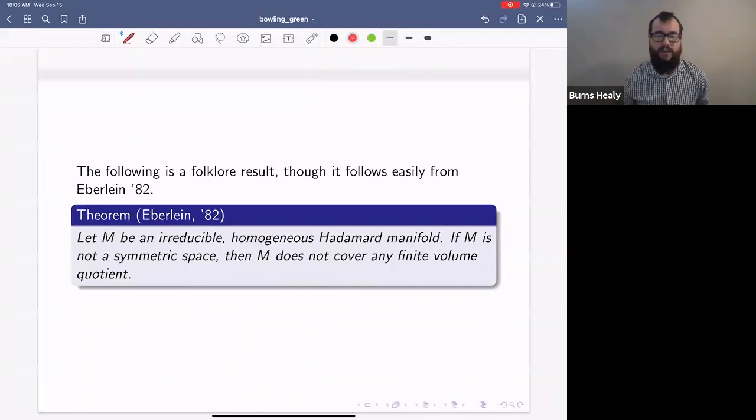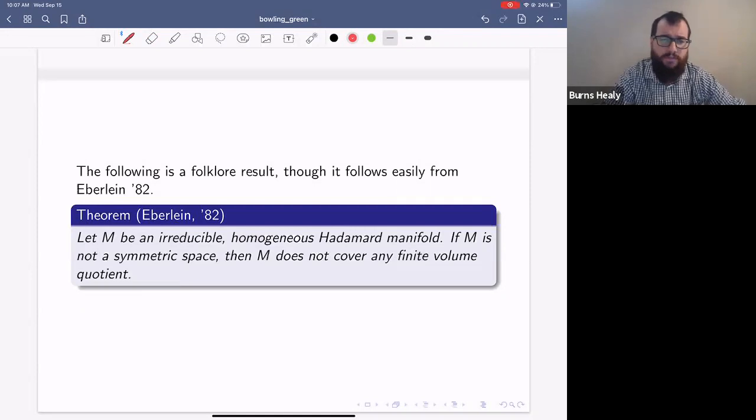So now I'm going to get to the first thing that I advertised in my abstract, which is that you can classify when these things have geometric actions by discrete groups. There's not really a great reference for this, but everybody seems to know it. Personally, I think it follows most easily from work of Eberlein in '82, but this is really just a classical result, which is that if you have an irreducible, which just means I don't have any non-trivial isometric splitting of my space into product manifolds, homogeneous Hadamard cat-zero Riemannian manifold, then if it's not symmetric, it never covers a finite volume quotient.